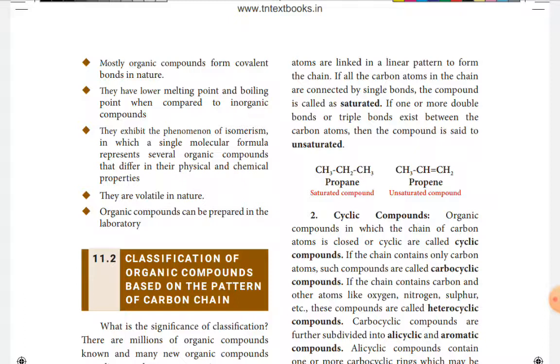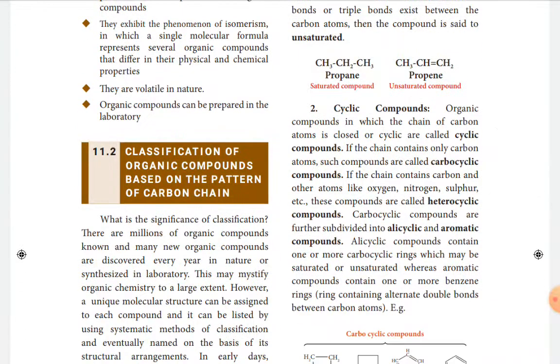Then cyclic compounds: organic compounds with a chain of carbon atoms in closed pattern are called cyclic compounds. If the cyclic compound contains only carbon atoms in the chain, it is called carbocyclic. If it contains other atoms also, like nitrogen, sulfur, they are called heterocyclic. So cyclic compounds are of two types: carbocyclic, only carbon ring; heterocyclic, carbon along with some other element.